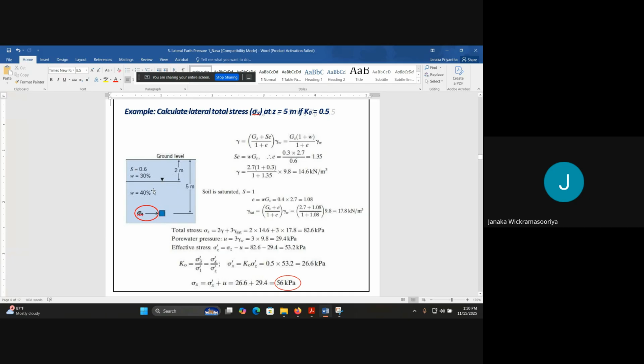The reason is the pore water pressure does not have any components, but the lateral earth pressure, the soil has components. Components means the vertical stress and the horizontal stresses are different. But water, it is not like that.